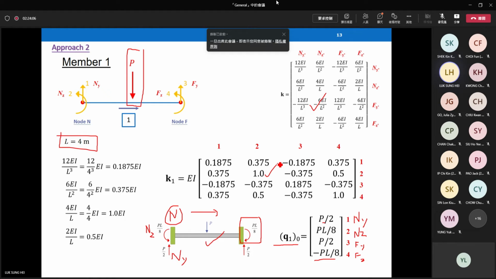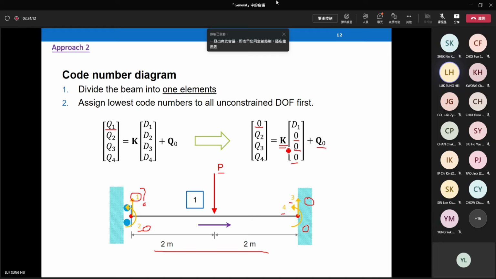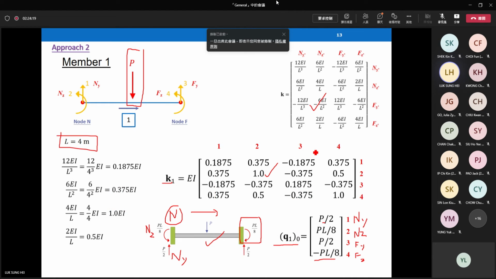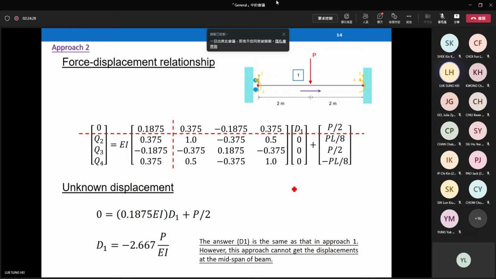Now you know K. This K is equivalent to the structure stiffness matrix because you have only one element. You just need to rearrange the code number order so that it is in ascending order. Oh, you don't need to, because it is automatically in ascending order. So there's no need to change the code number order. Put all the things together: Q, K matrix, D, and then the additional force vector on the right hand side.